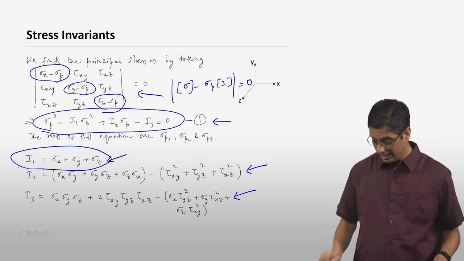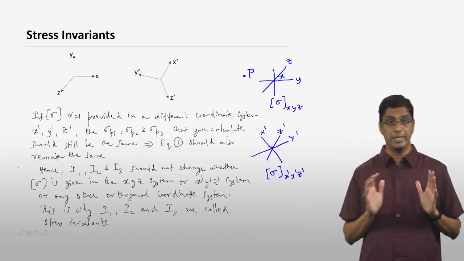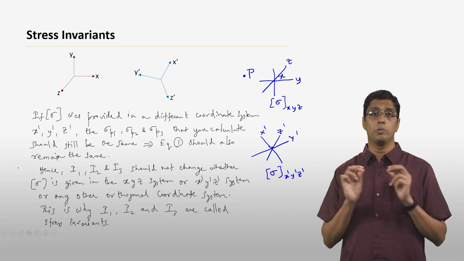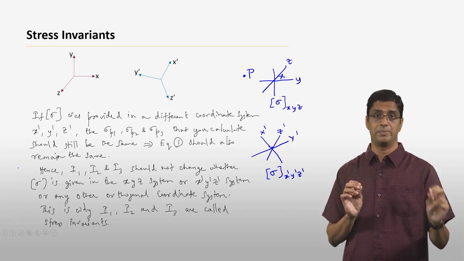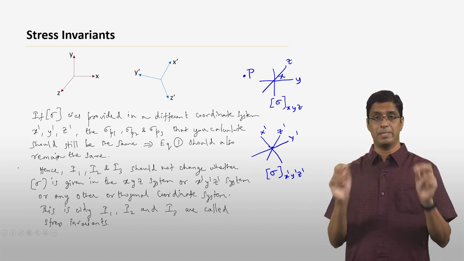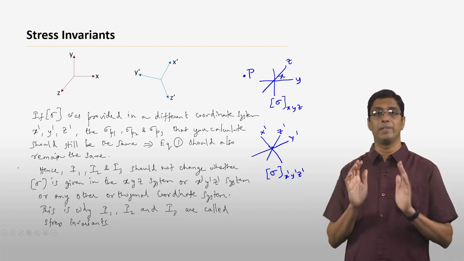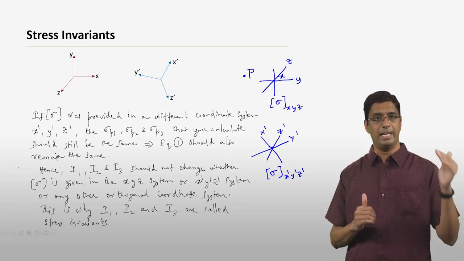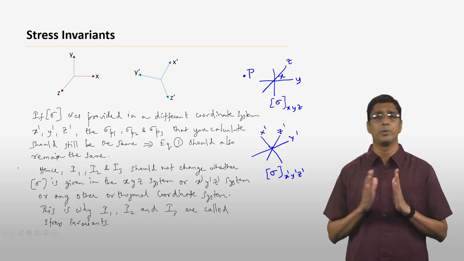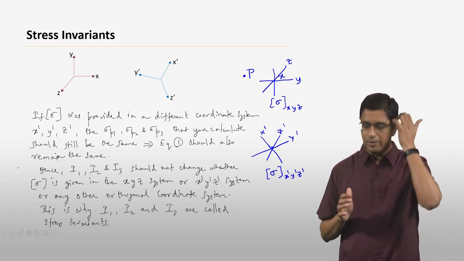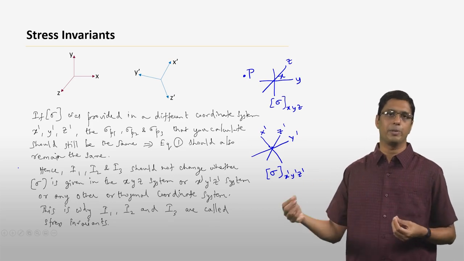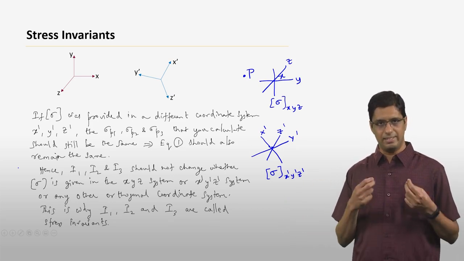So that is the reason why these particular terms are called invariants. Irrespective of what coordinate system the stress matrix is given to you in at a particular point, if you compute these quantities, sigma x plus sigma y plus sigma z, that should always be the same. The sum of the normal stresses at the point has to be always the same. So that is the reason why you call these things invariants. And we will look at examples in our homework where you will actually compute these invariants in different coordinate systems and find out that they are the same.